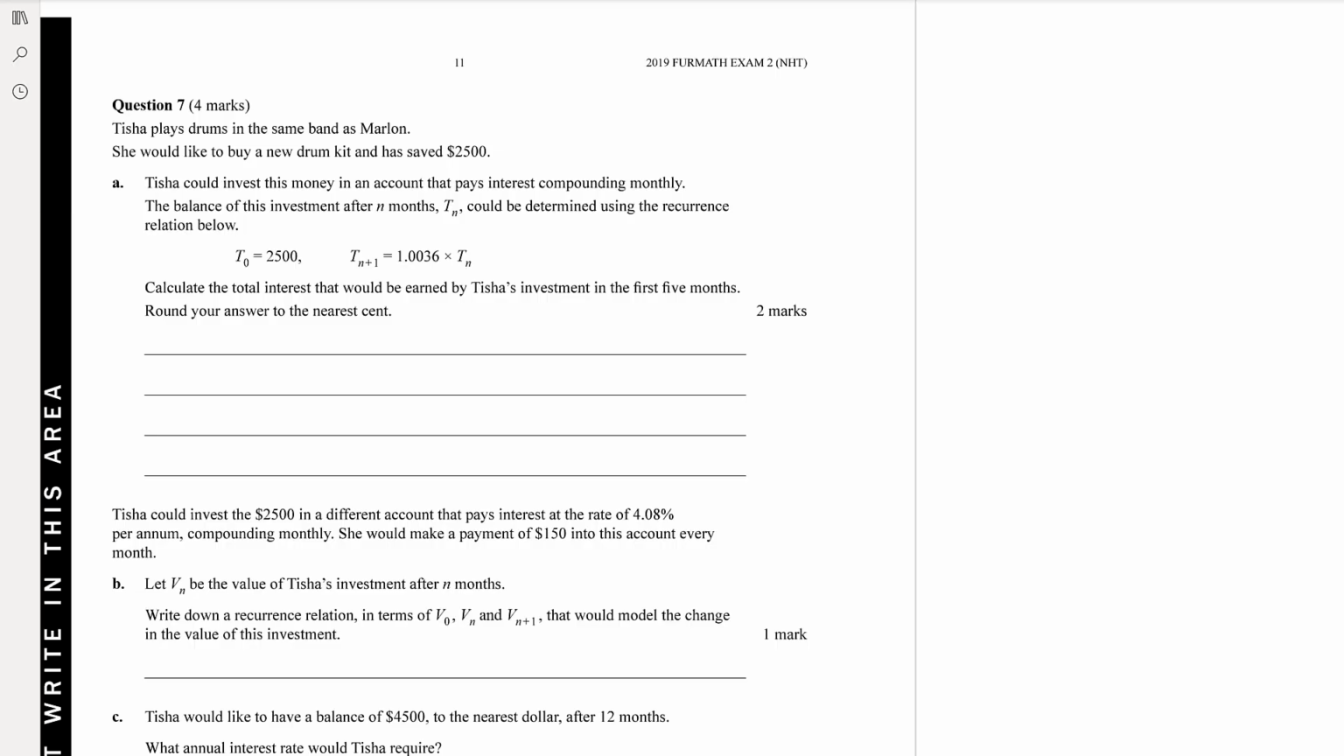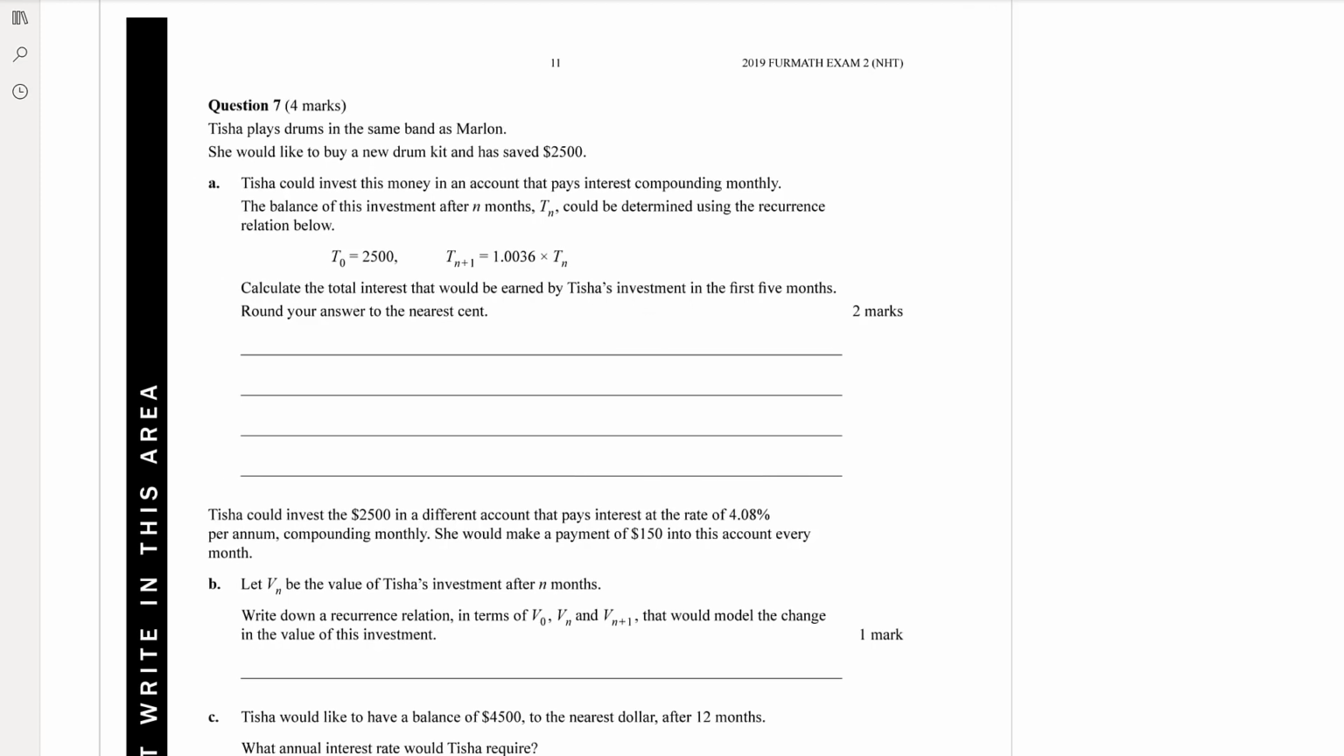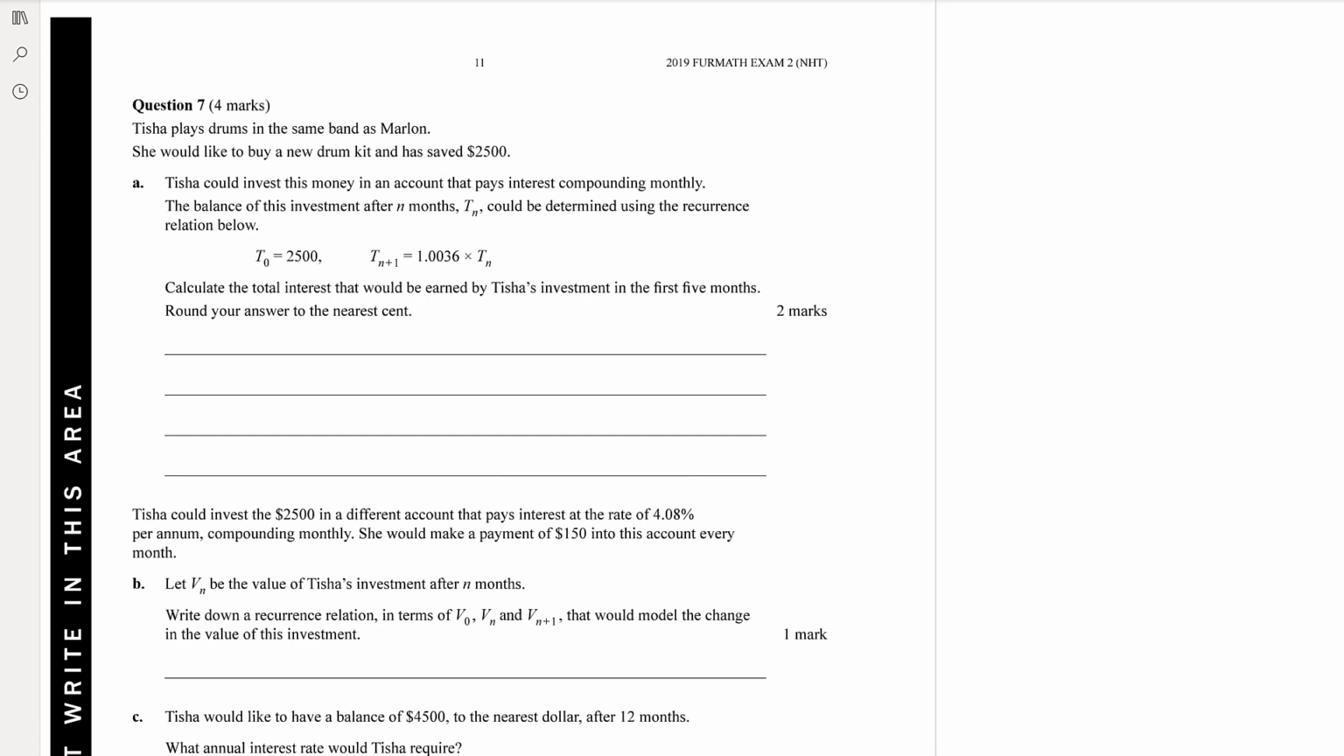She wants to buy a new drum kit and has saved $2,500. She's going to invest the money in an account that pays interest compounding quarterly. The balance of this investment becomes from this recurrence relation. So that's how we're going to get our Tn value after n months.